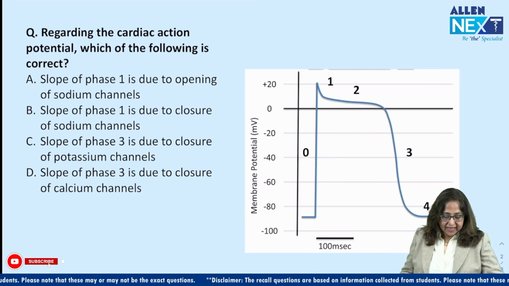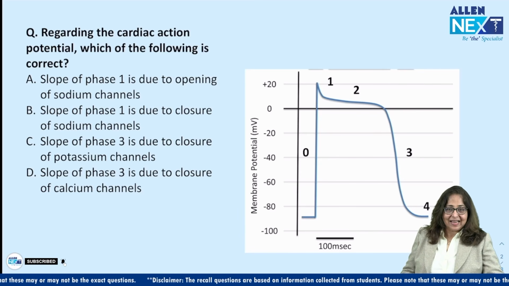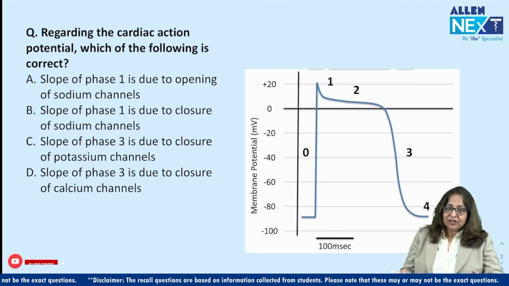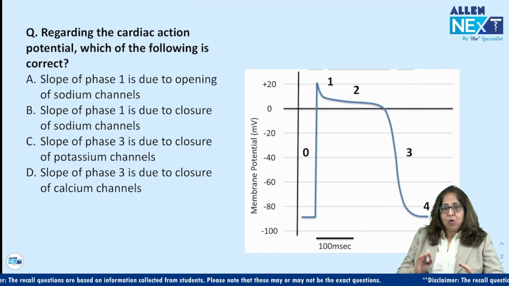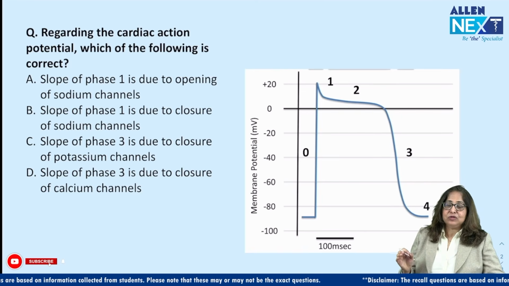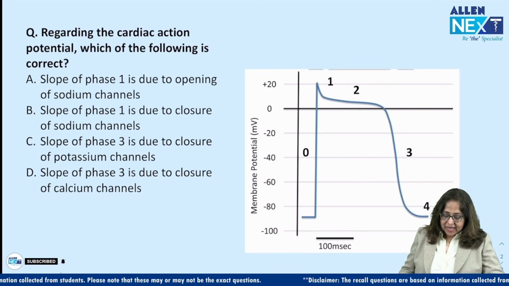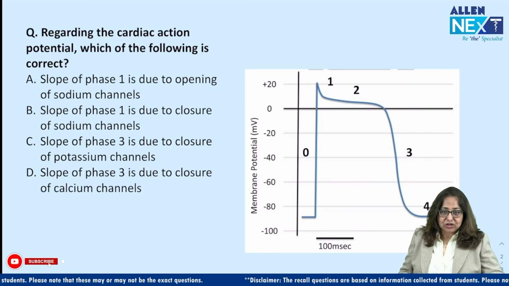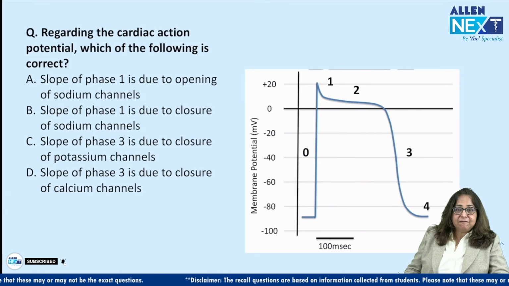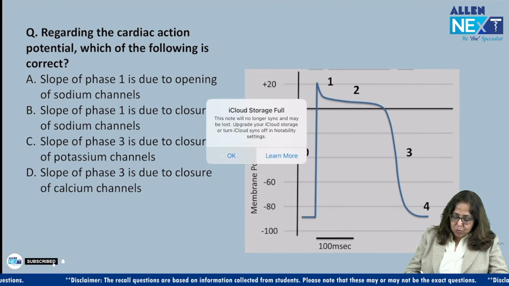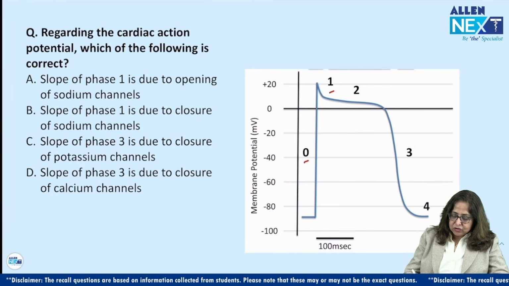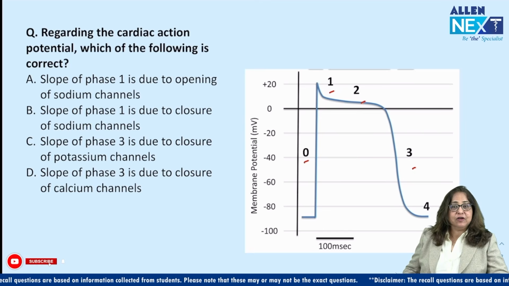This says, regarding the cardiac action potential, which of the following is correct? Now, the cardiac action potential is recorded from all cells of the heart with the exception of the SA node and the AV node. And this is known as the plateau potential. And plateau potential has got 5 phases: phase 0, phase 1, phase 2, phase 3, and phase 4.